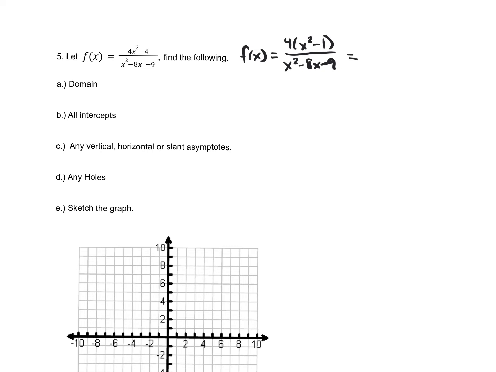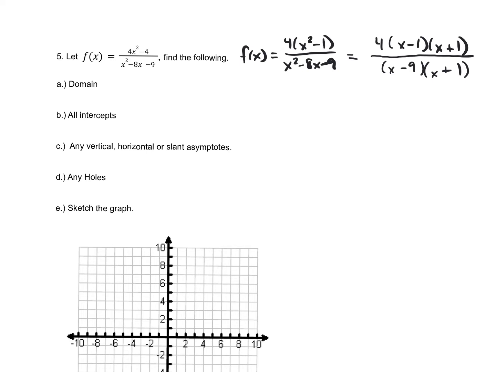And then if I look at the top, which is a difference of two squares, it's x squared minus 1, both perfect squares. So that'll factor as x minus 1, x plus 1, over. And then if I factor the denominator, two things that multiply to negative 9 and add to negative 8 are minus 9 and plus 1. So this is my factorization.